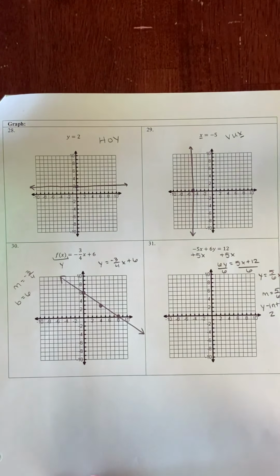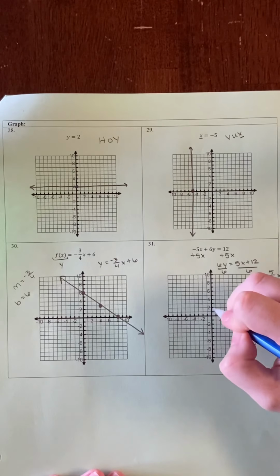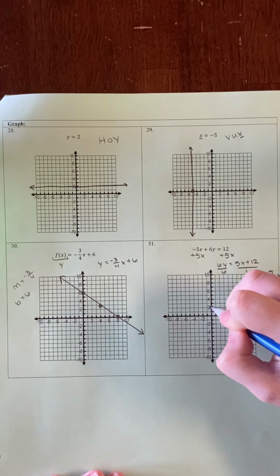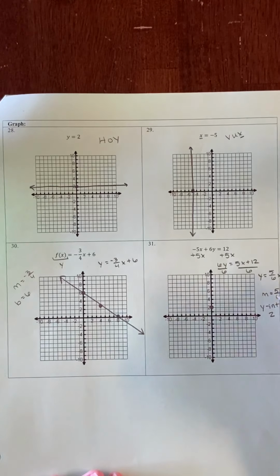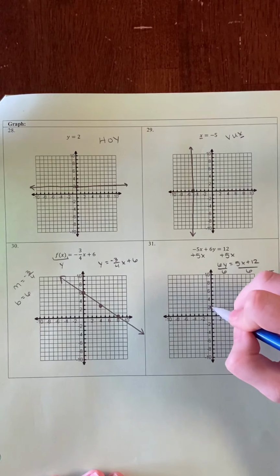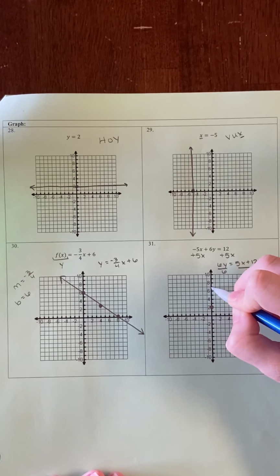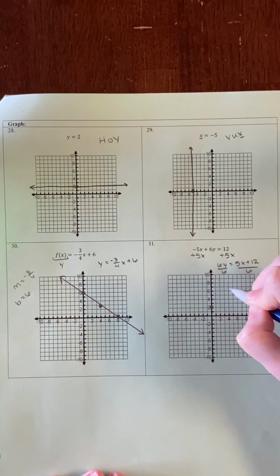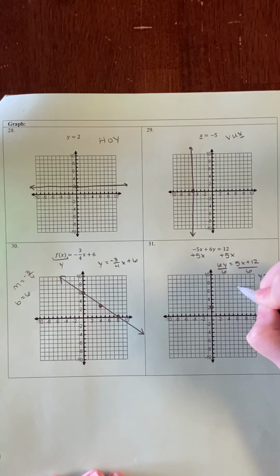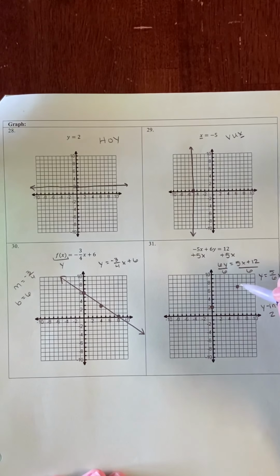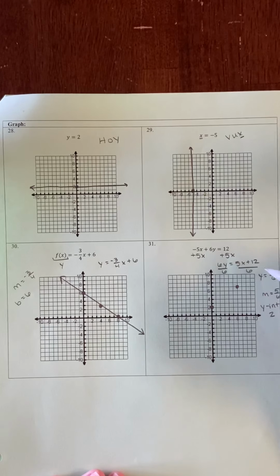So I'm going to start at my y-intercept. I'm going to go on the y-axis to 2 and plot a point. And then my slope of 5/6 means up 5, right 6. So starting from this y-intercept, I'm going to go up 5, 1, 2, 3, 4, 5, and then over 6, and plot a point. Now, I like to plot 3 points.